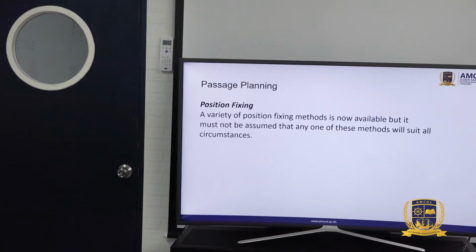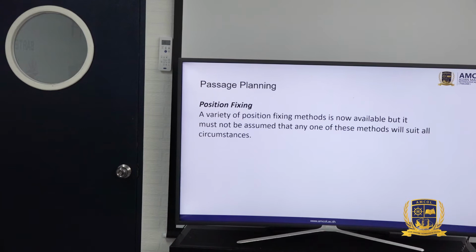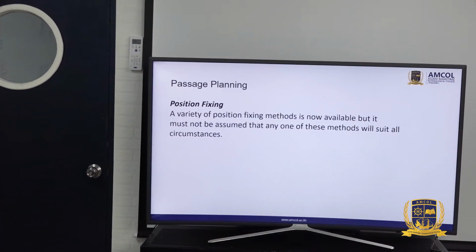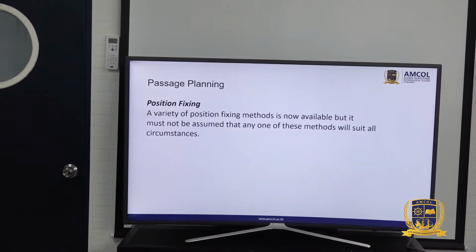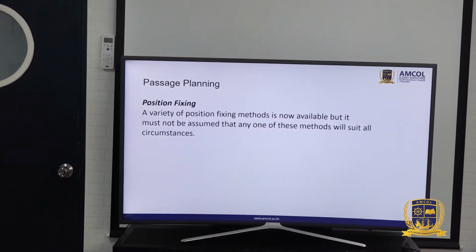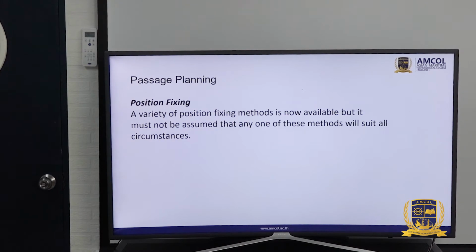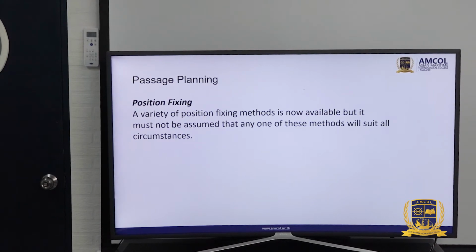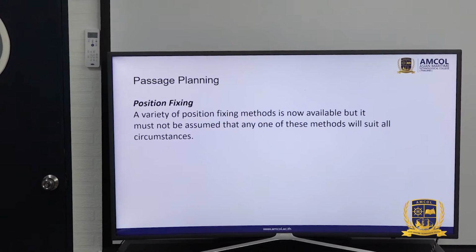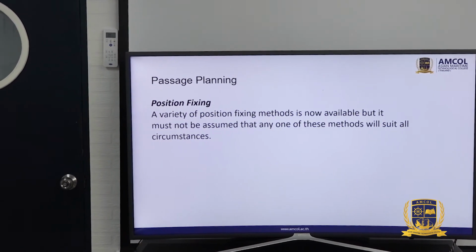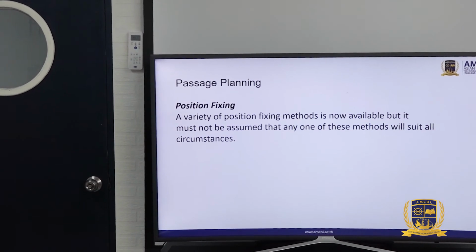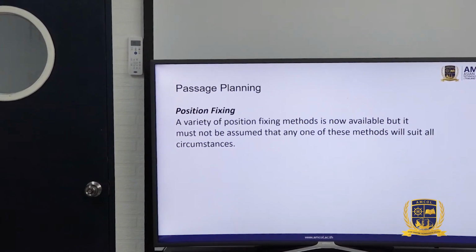Position fixing. You have to decide what tools you have for position fixing, what tools you will use in case of open waters. In mostly open waters, you will use GPS. If you are in closed waters, you will use radar fixes, and you can use GPS along with the radar. You can use bearing and distance from land, etc. So this has to be decided. What is your means of position? What is your frequency of position fixing?